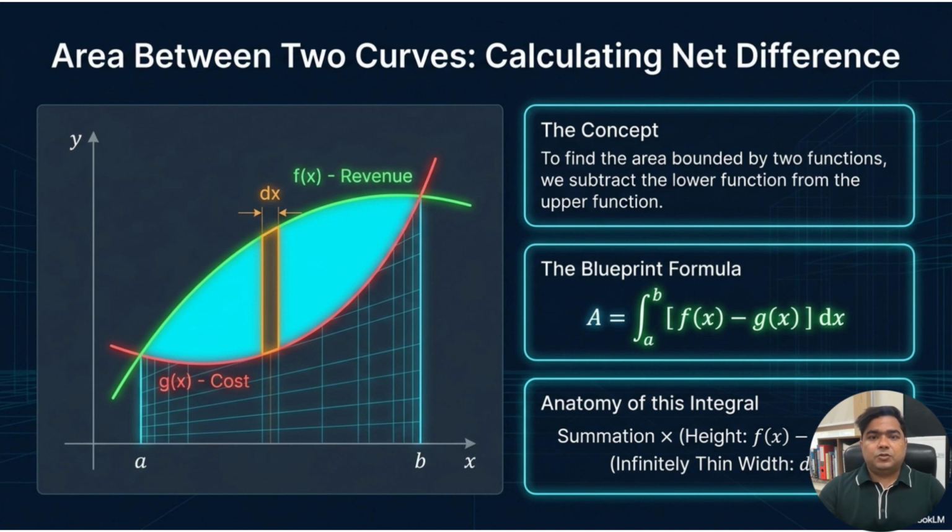This idea is used in many applied fields. In economics, if f of x represents revenue and g of x represents cost, then the area between them can represent accumulated profit. In physics, if two curves represent two different rates, the area between them can represent total difference over time. So the main idea is area between curves is the accumulation of vertical differences.